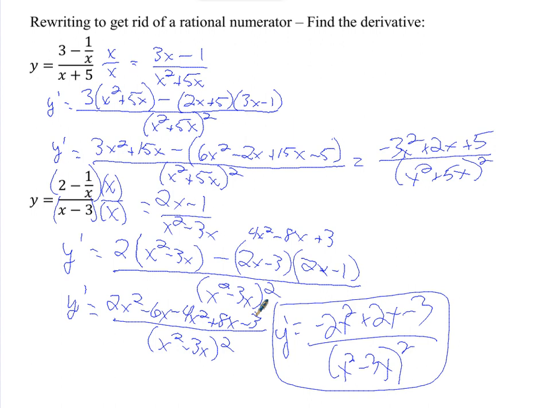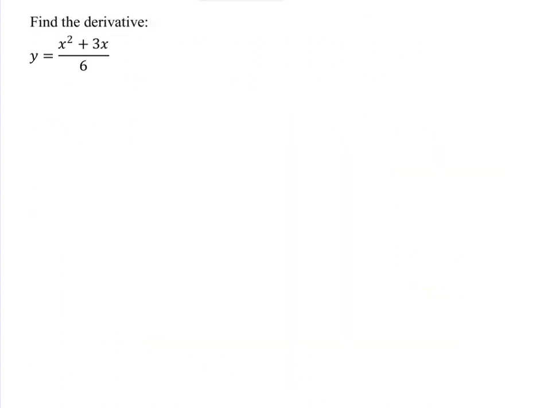And remember what it is that we just found. What is this? The derivative of the original function, which tells us the slope of the tangent line at any x value. Okay? Always remember what it is that we're doing. All right, go ahead.